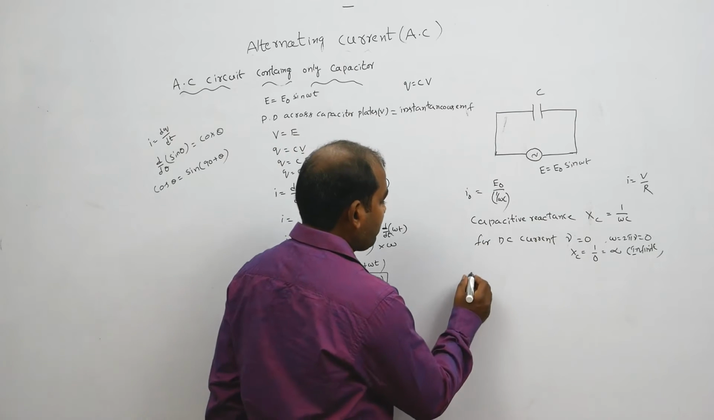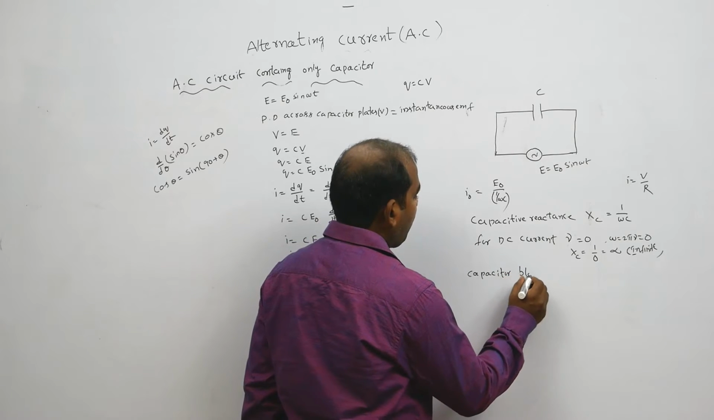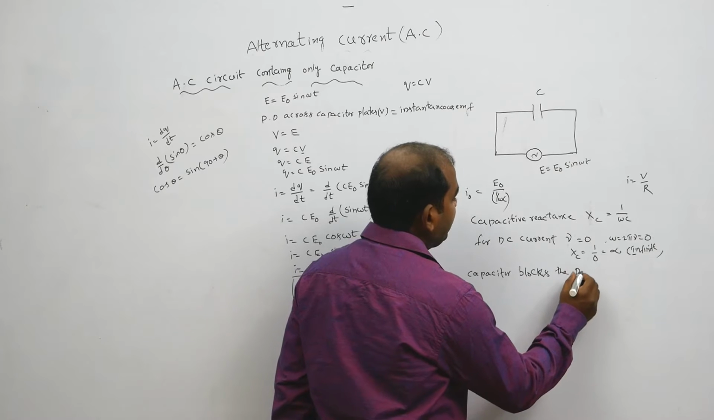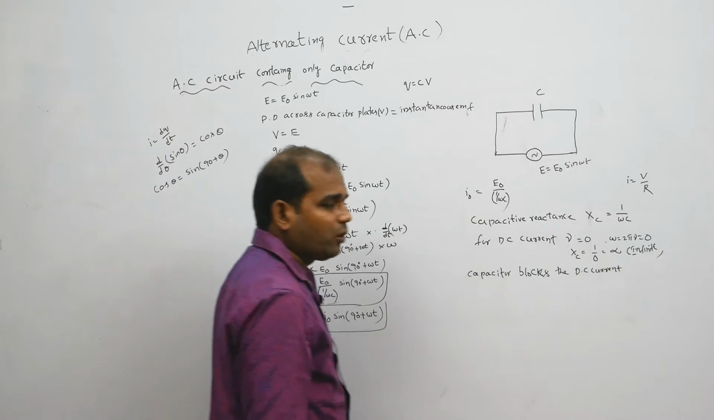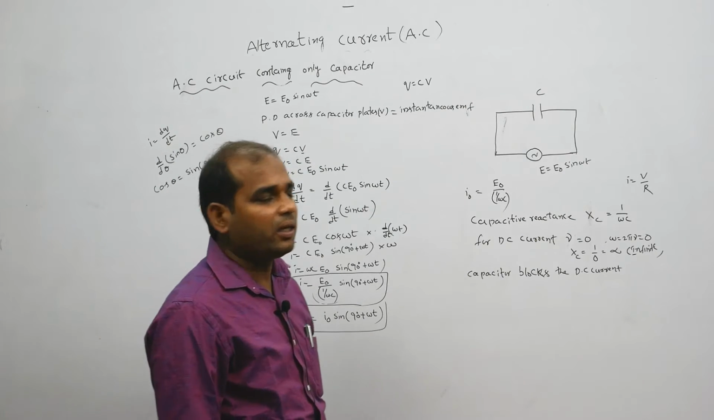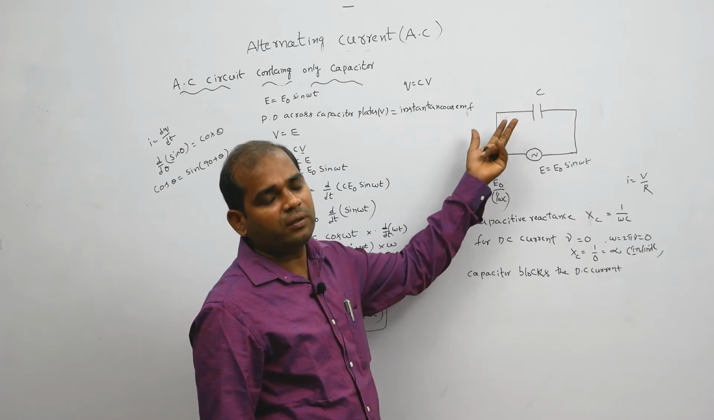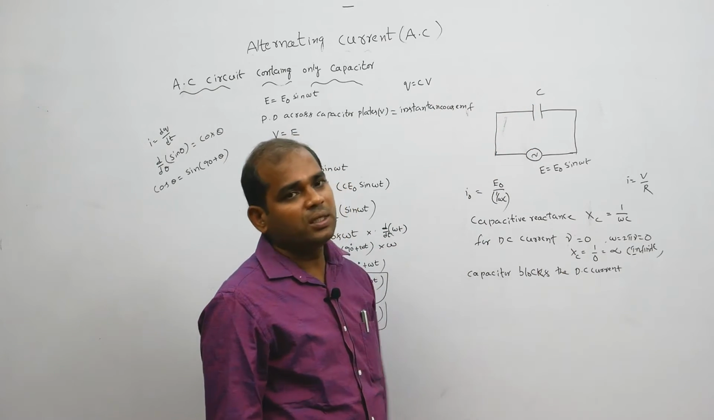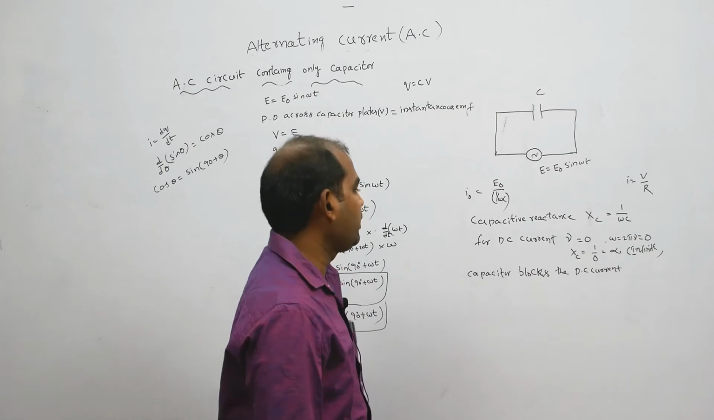That means the capacitor blocks the DC current. It does not allow it to flow. So if you want to stop a DC current, just a capacitor can be connected. A capacitor gets charged, but thereafter the current doesn't flow in the circuit. So the capacitor blocks the DC current. It has infinite reactance for a DC current.